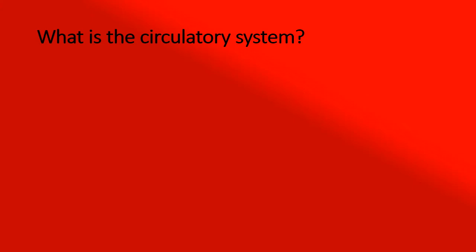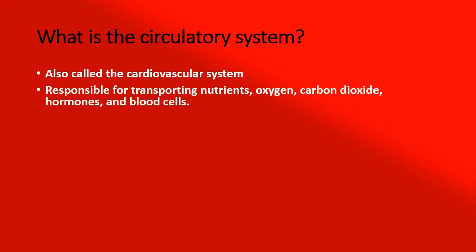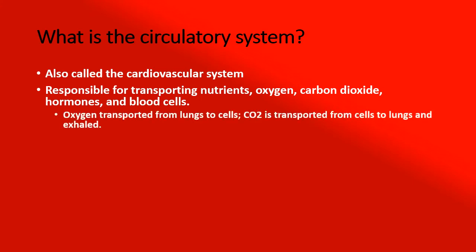Alright, so what is the circulatory system? Well, I also wanted to point out that it's called the cardiovascular system. They are one and the same. In either case, the system is responsible for transporting nutrients, oxygen, carbon dioxide, hormones, and blood cells. Right? So the lung is the site of gas exchange. So oxygen is being transported from the lungs to the rest of the entire body.